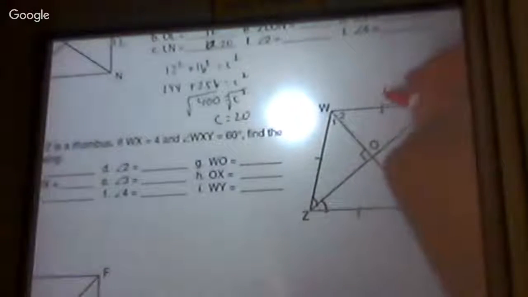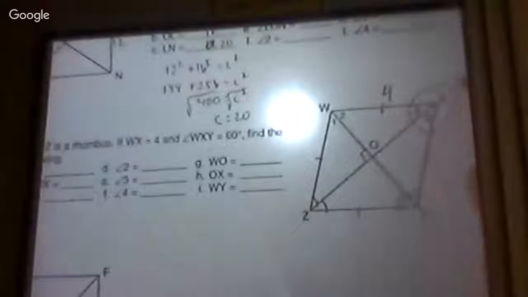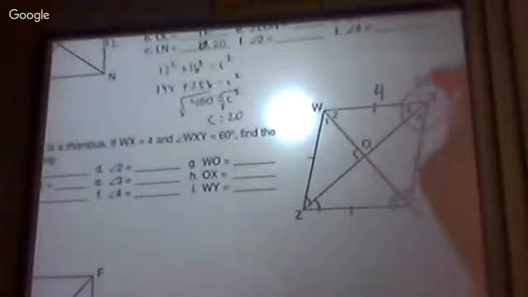If WX is 4 and angle WXY, this whole angle here, is 60 degrees, you should know how much angles 3 and 4 are now because those angles are equal. Then you'll answer these following questions.